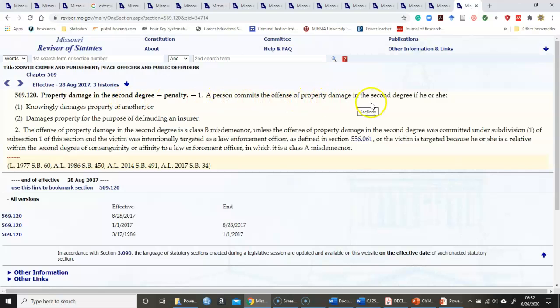So we turn around and we look at property damage second degree. A person commits the offense of property damage in the second degree if he or she knowingly damages property of another, damages property for the purpose of defrauding an insurer. So when we look at that, it doesn't give us an amount. We just look at damaged property.